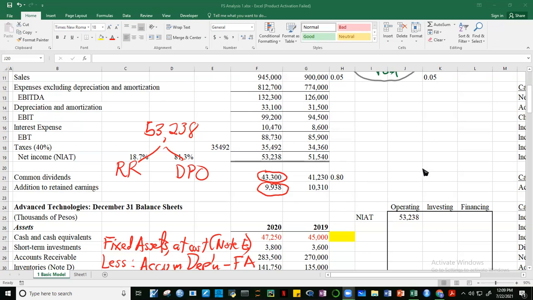So anong gagawin natin? What are we going to do with this depreciation and amortization? Can you tell me, guys? In order to adjust our net income after tax. Kasi gusto natin siya maging equivalent to cash. Yes, thank you, Ava. We're going to add it back. Bakit? Kasi binawas natin siya, di ba? Binawas natin itong depreciation and amortization. Okay, to arrive at 53,238, binawas natin 33,100. So dapat, to adjust this, we add back your depreciation and amortization. Okay, good guys.